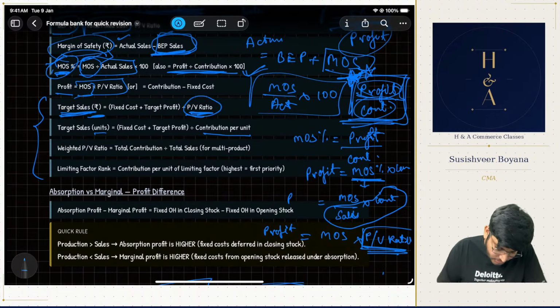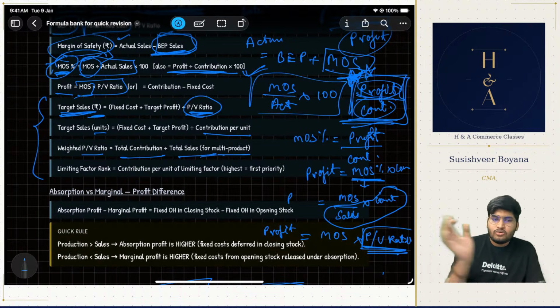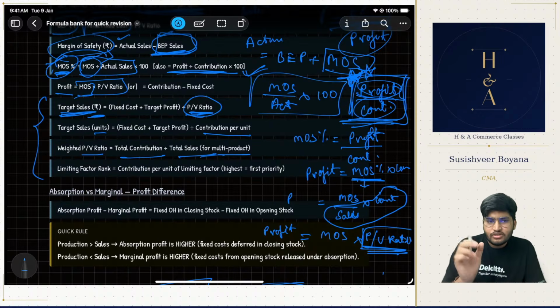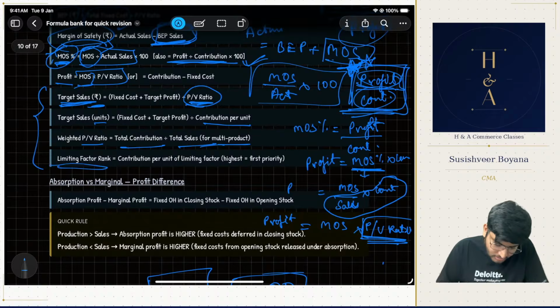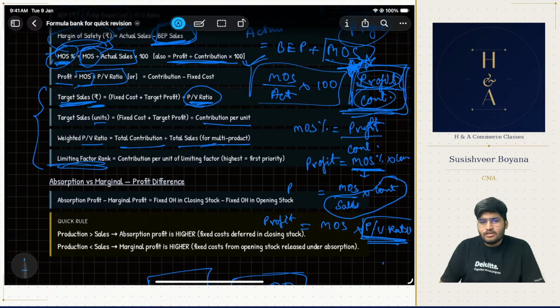Weighted average PV ratio, total contribution by total sales, that is for multiple products. If you want an overall portfolio's PV ratio, you just do a weighted average. Limiting factor. A factor is basically a bottleneck. Okay. Sir, why is it written that contribution per unit is used for limiting factor?